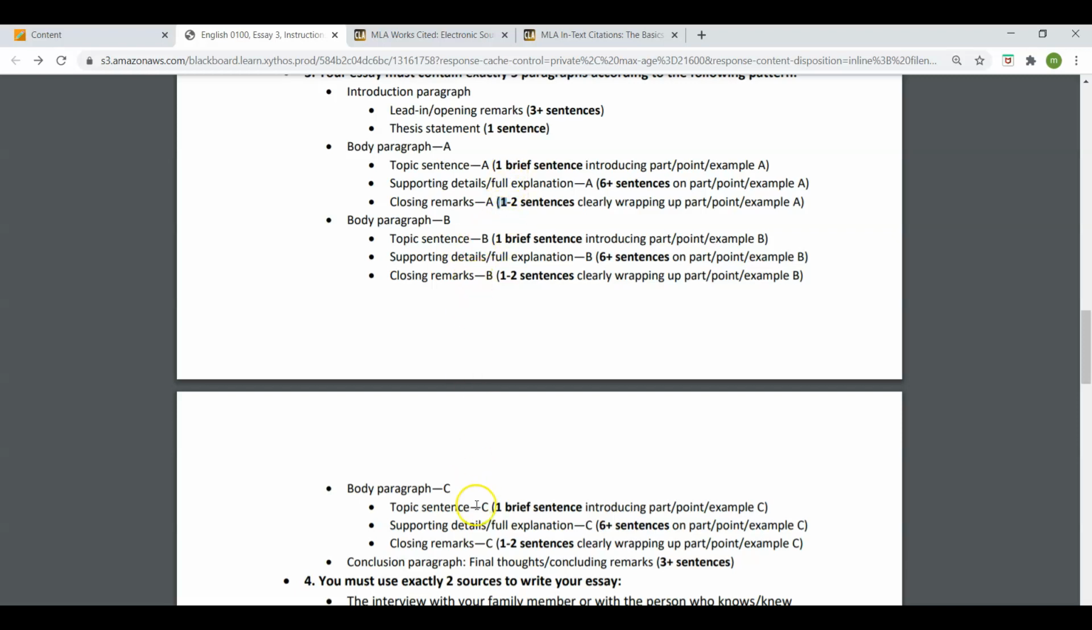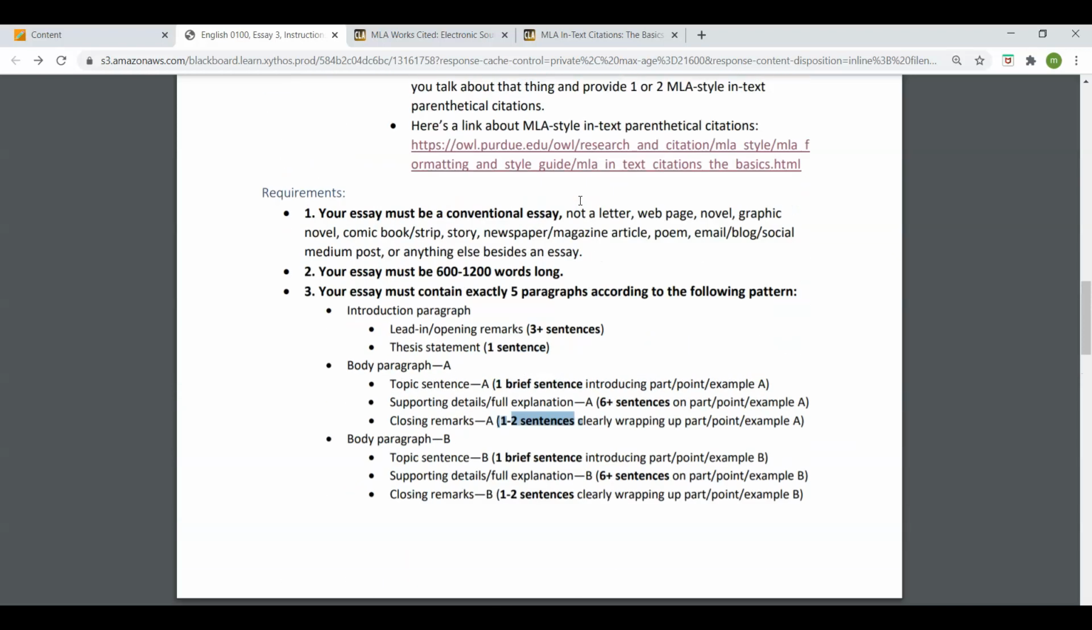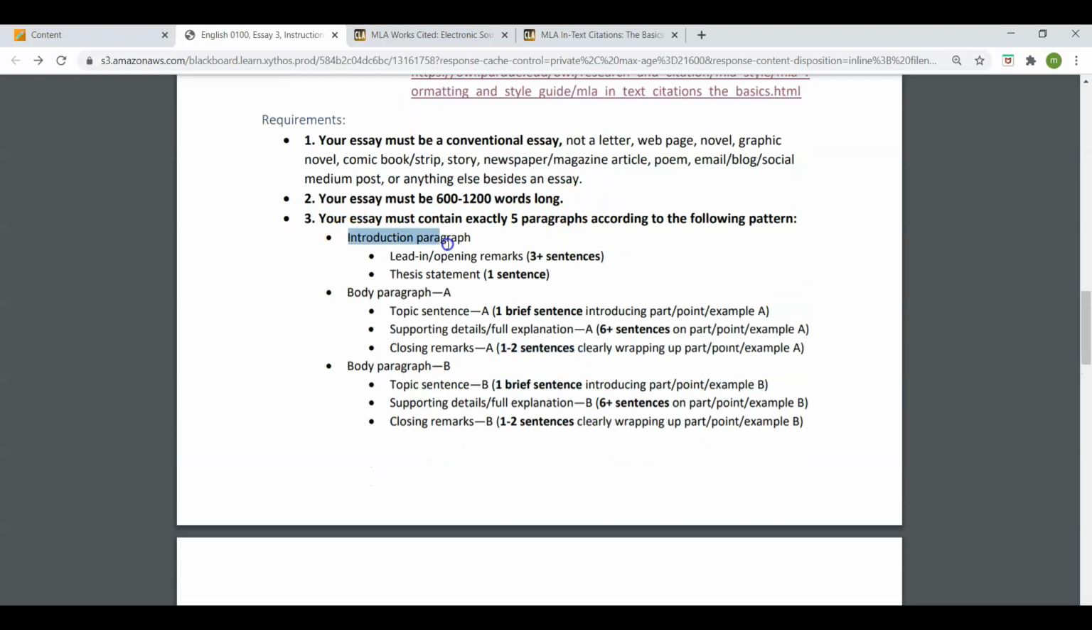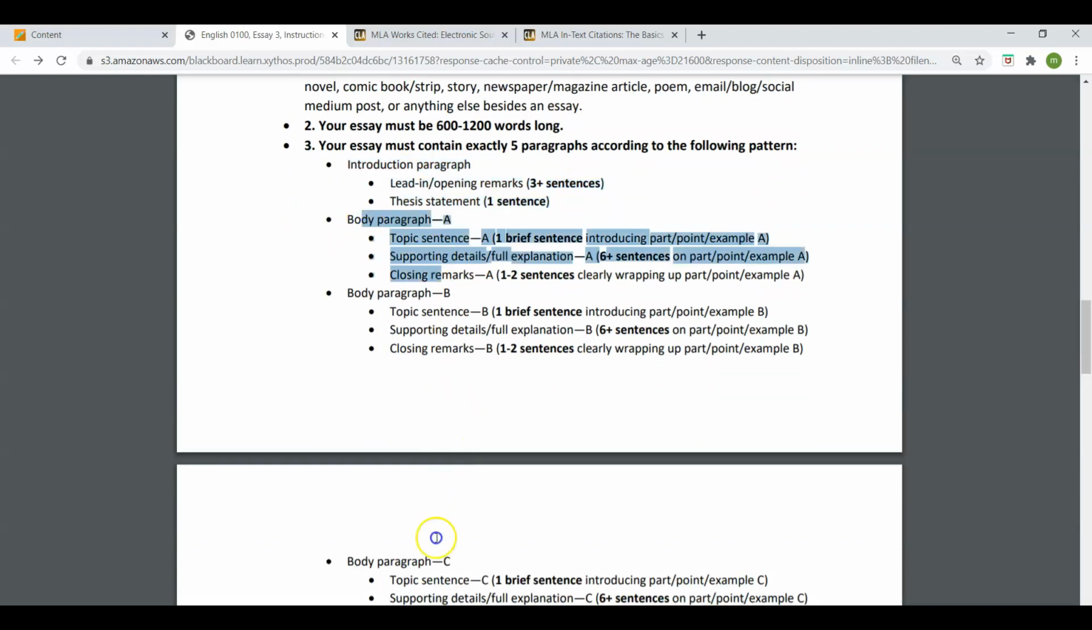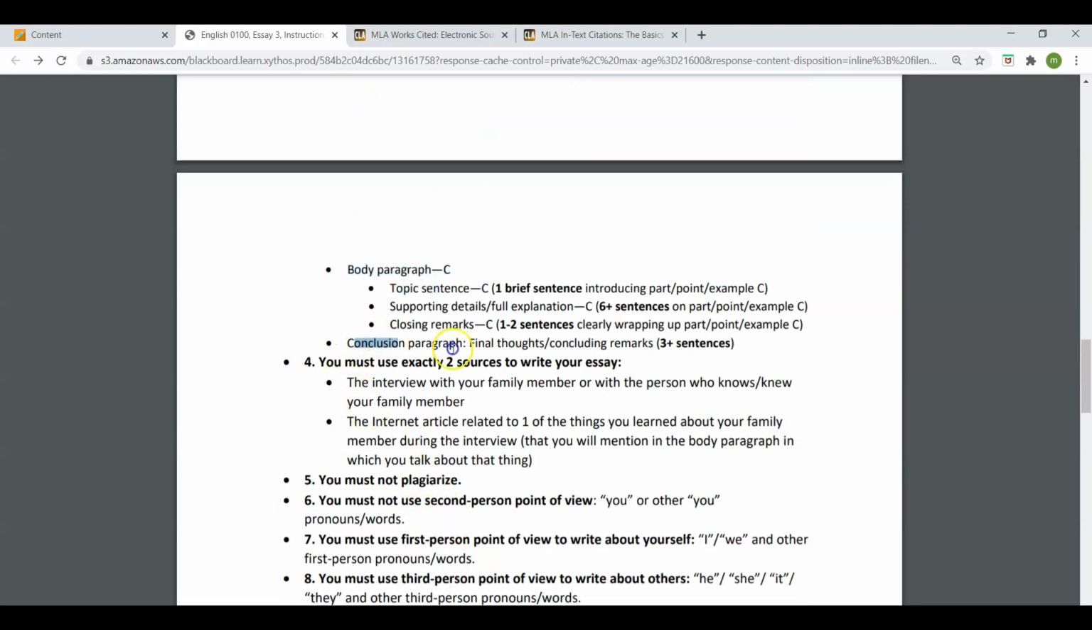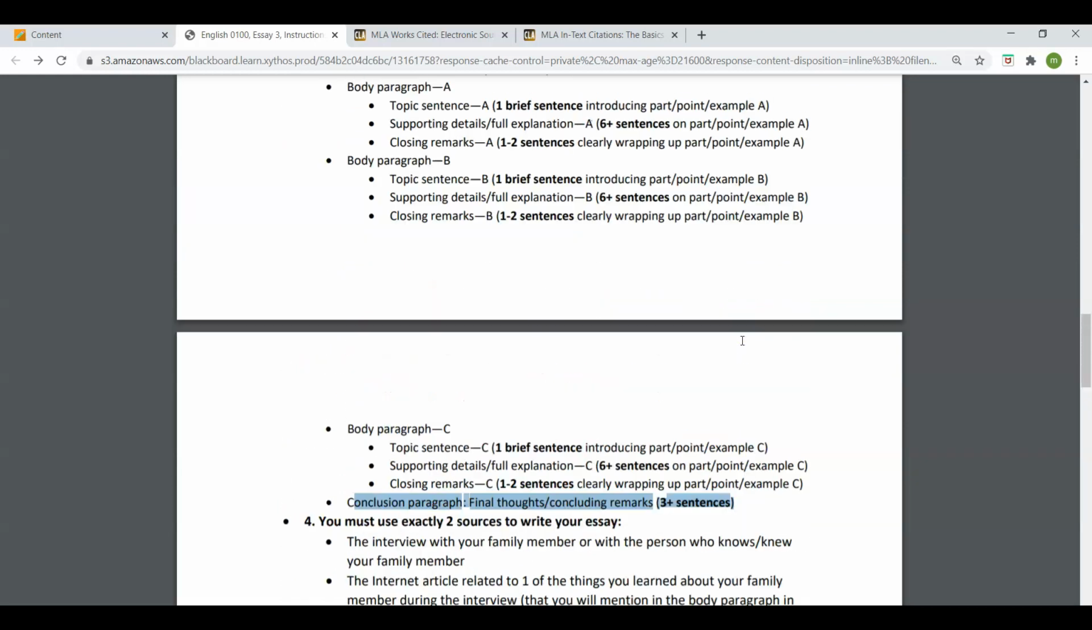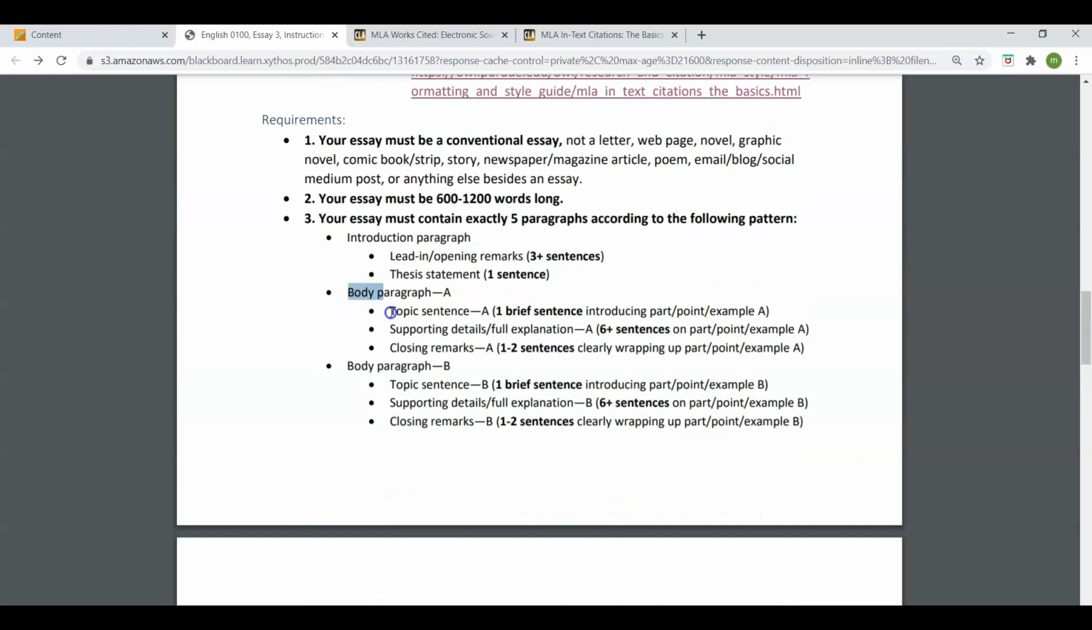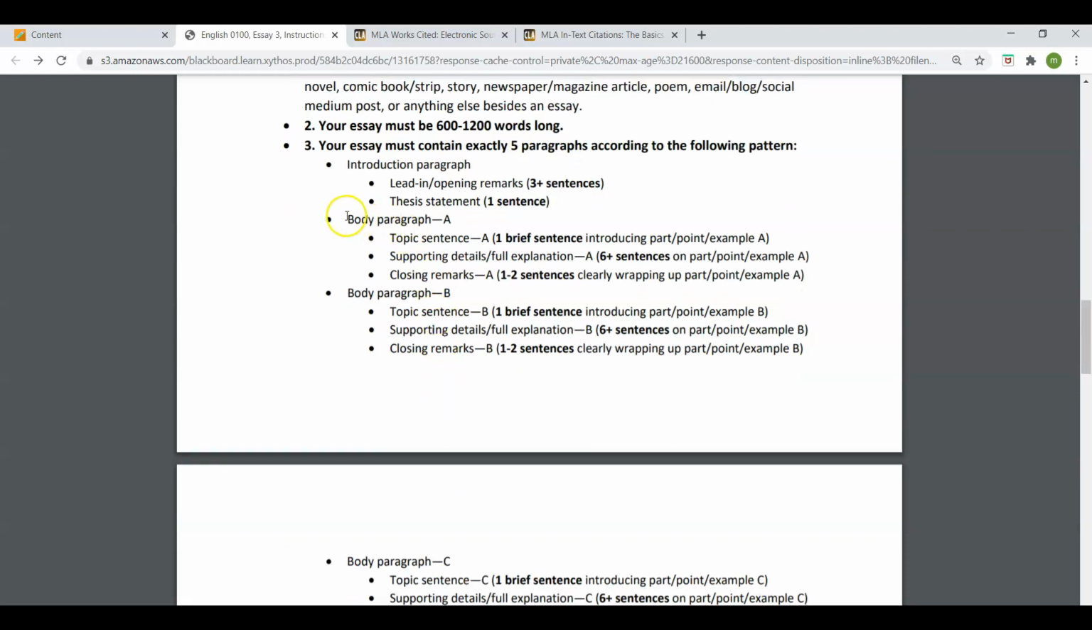And it's true for each paragraph, right? I'll be highlighting my topic sentence. I'll be highlighting my 6 or more detailed sentences. And I'll be highlighting my 1 or 2 closing remarks sentences. Think of it as a head, a body, and a tail, okay? So I told you that overall, the essay has a head, a body, and a tail. That's the essay as a whole. But in the body section, there are 3 paragraphs.